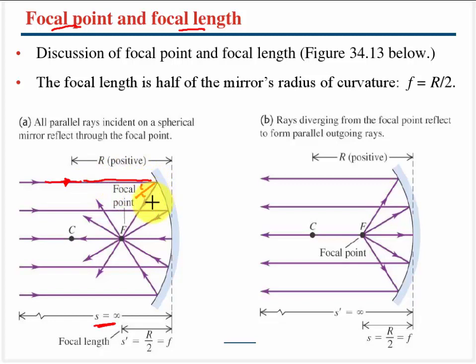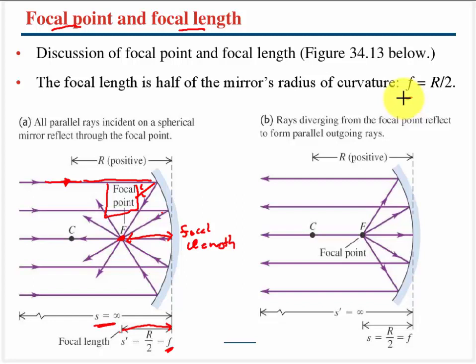Angle in is equal to angle out for each and every one of these rays. You can see that they all point to a certain point. This is going to be called the focal point. The distance from the focal point to the surface of the mirror is going to be called the focal length, which is denoted by a little l with a little f, and that's also going to be the image distance. Now we can say that the focal length is related to how curved the mirror is.